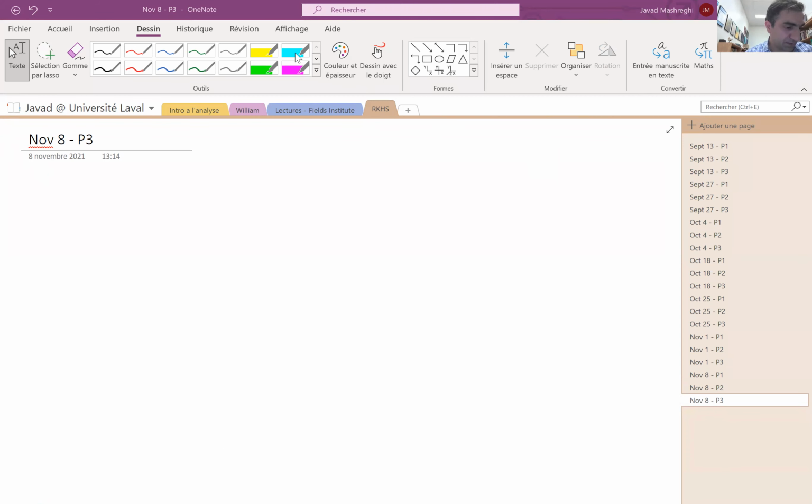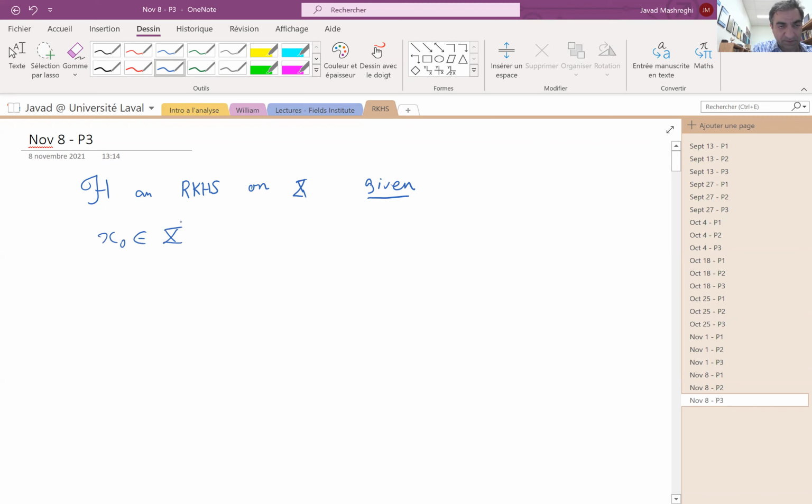There is one last interpretation for Cholesky's algorithm in the context of RKHS. Here is the question. H is given, on a set omega. This is given. And x0 is a point in X.